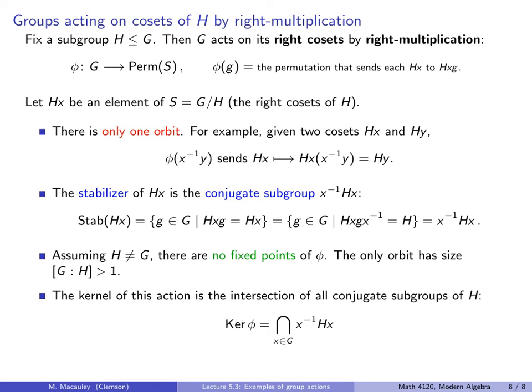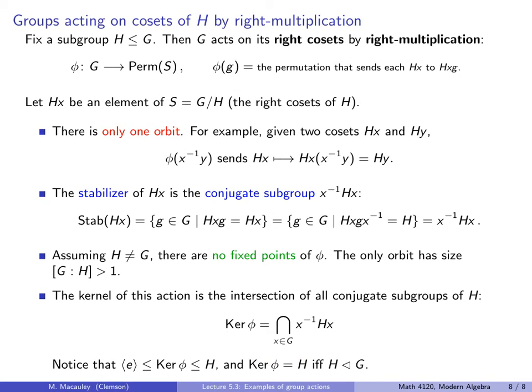Finally, the kernel of this action is, as always, the intersection of all of the stabilizer subgroups. And since the stabilizer subgroups are conjugates of H, the kernel of this action is the intersection of all conjugate subgroups of H. So it's this intersection right here. Finally, I claim that the kernel, well, it obviously contains the identity, but I claim it is a subgroup of H, and it's equal to H if and only if H is normal.